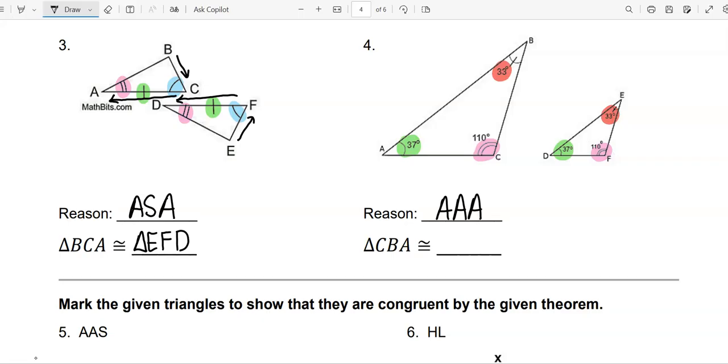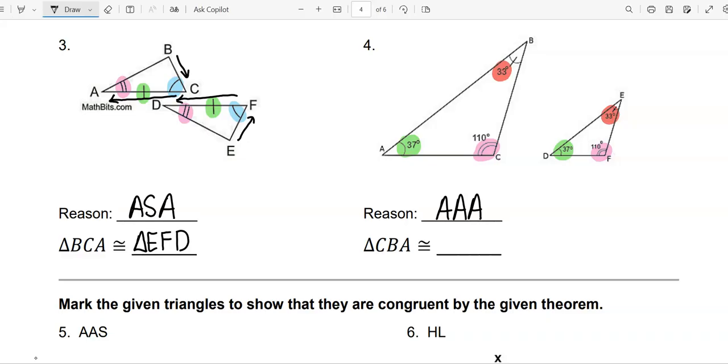Are these the same size, though? What did we do to the first triangle to get the second triangle? We scaled it, dilated it. Yeah. Does dilation preserve shape and size?